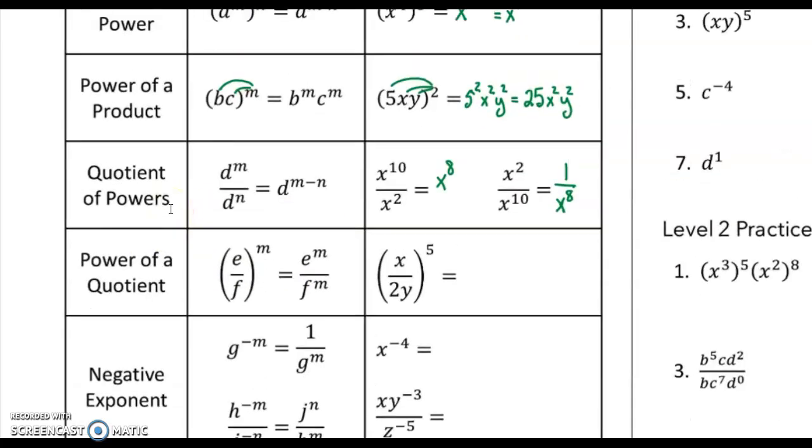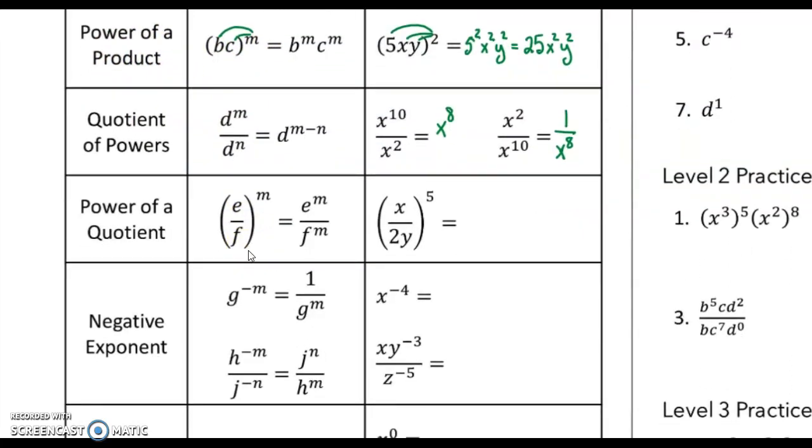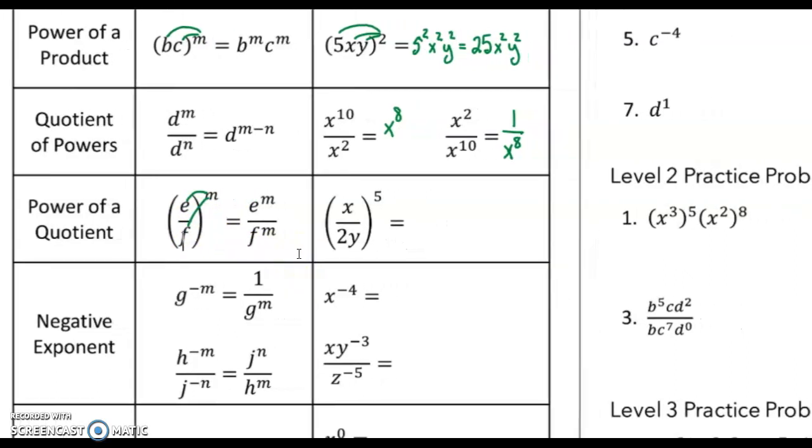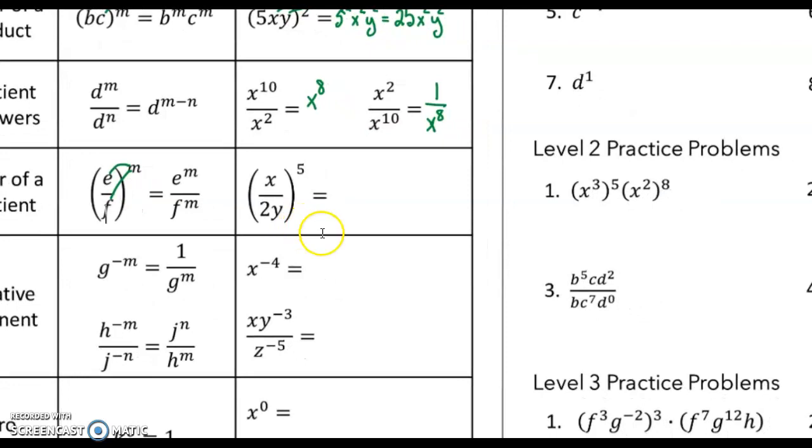Power of a quotient is very similar to power of a product, how we distribute it into everything. Same thing on a quotient. If you have a fraction inside of parentheses, the exponent is outside of the power. The power has to go to everything in the fraction, okay, in the parentheses. It gets distributed in. So like on this one, we're going to have x to the 5th over, we're also going to have 2 to the 5th.